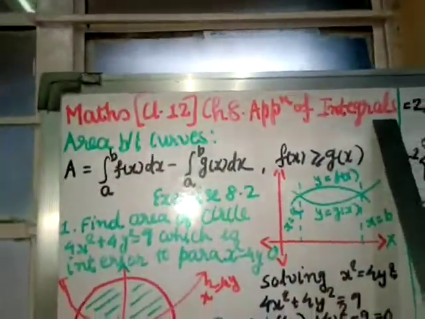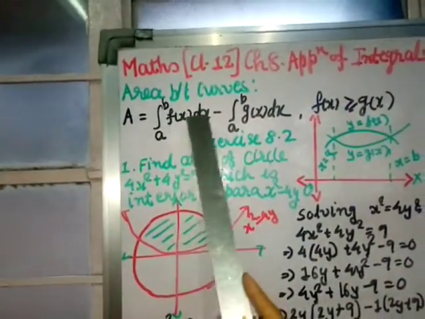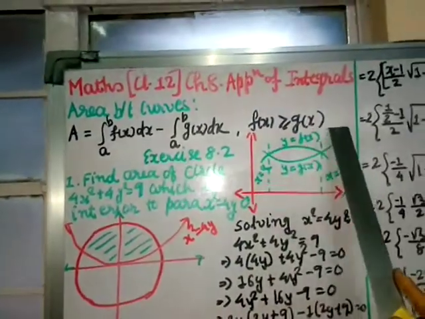Mathematics class 12 chapter 8, application of integrals. Area between the curves: A is equal to integral a to b f(x) dx minus integral a to b g(x) dx, where f(x) is greater than or equal to g(x).